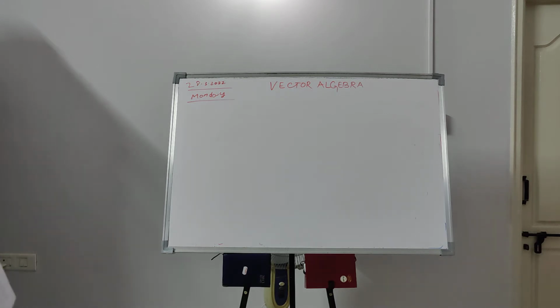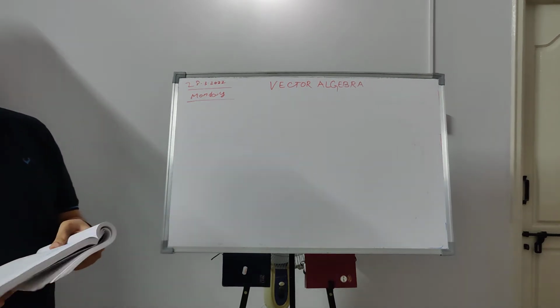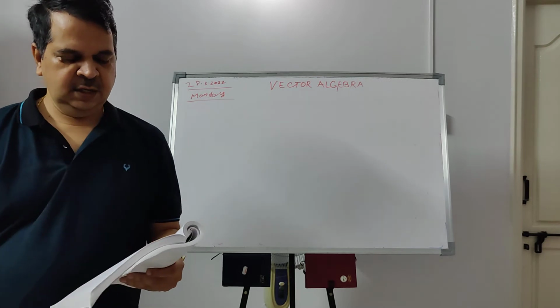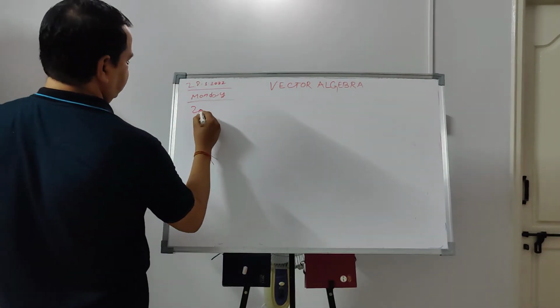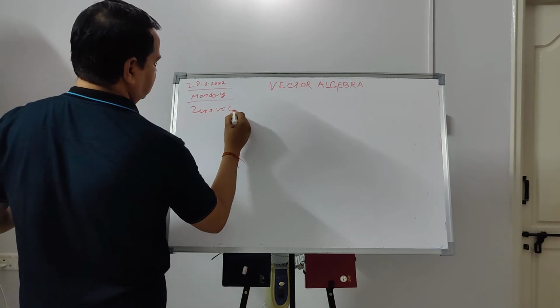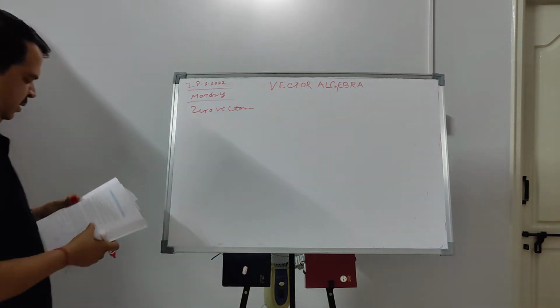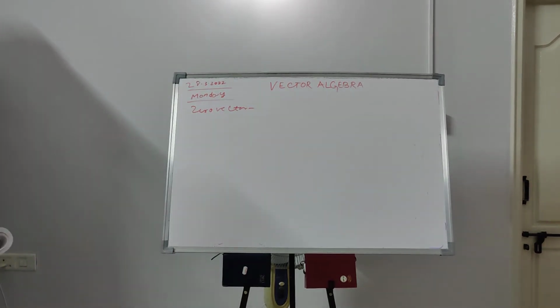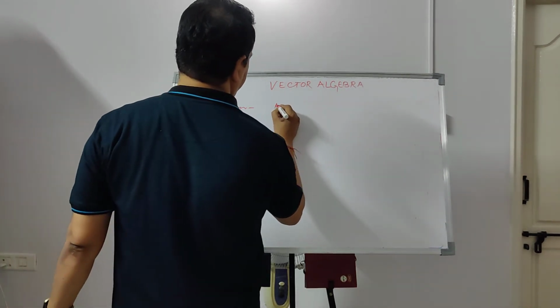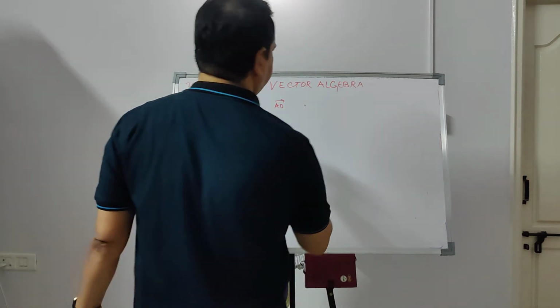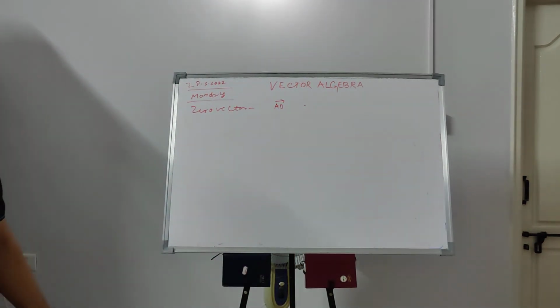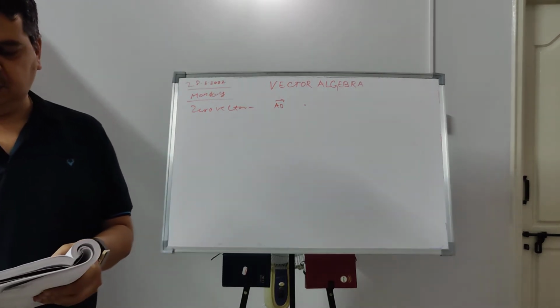So there are different definitions of vectors. One is called zero vector. So a vector whose initial and terminal points coincide. So let us say vector AB, its magnitude is zero, it is a zero vector provided it is just a point. If the initial and the final point coincide, that is called a zero vector.